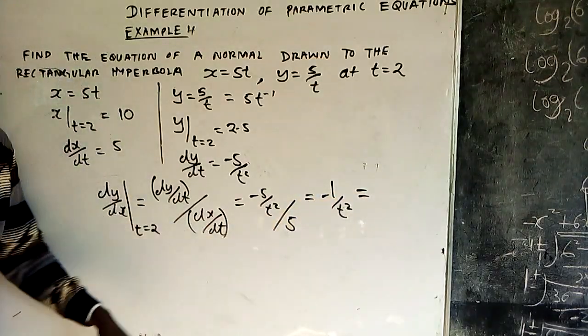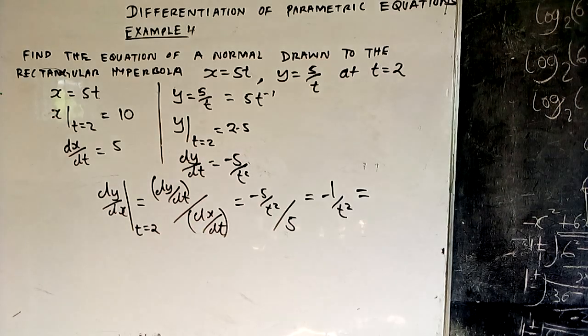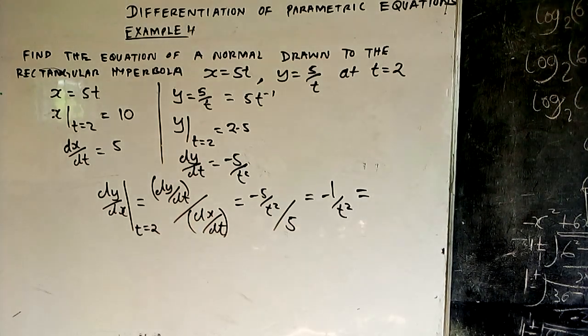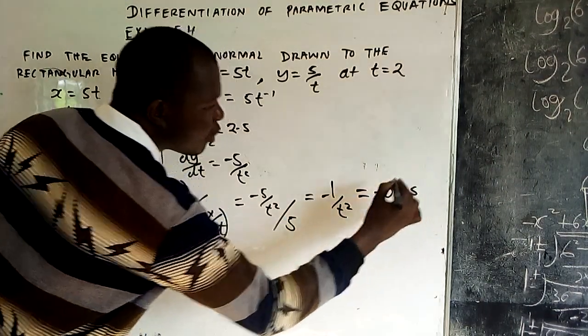You get the answer where there is t, you put 2. So negative 1 over 2 squared, you get negative 0.25. So you found that it is negative 0.25.